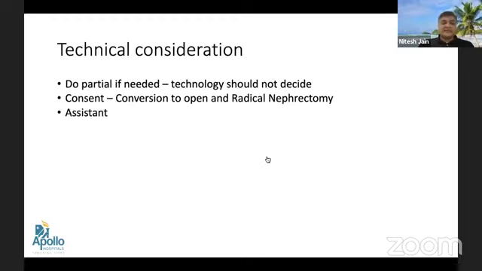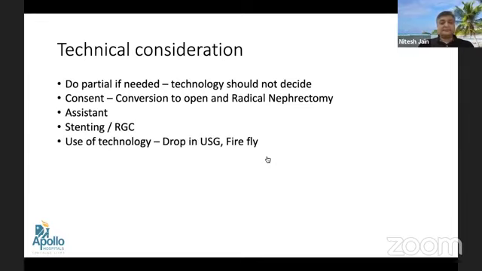A good assistant is a boon in any surgery, and especially in robotic surgery, a good assistant at the bedside of the robot is very, very essential, because he does the major bulk of the work like suctioning, clipping, and change of instruments, everything. Stenting or RGP is personal preference, but for all complex tumors where I feel I may open the PCS, I usually prefer stenting.